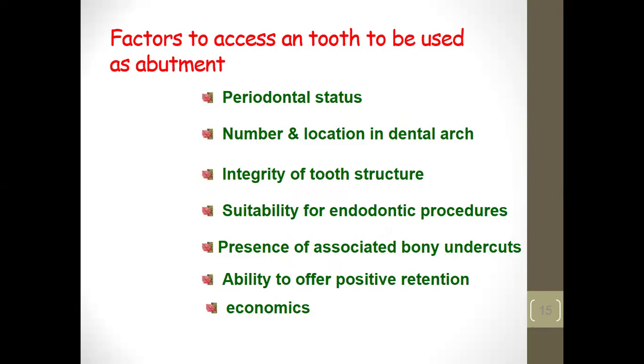And presence of associated bony undercuts, as we see for mouth preparation for any removable prosthesis, right? So any bony undercuts, we usually try to avoid for overdentures. We try to reduce the undercut and go for a prosthesis. Then the ability to offer positive retention is also a criterion that we have to think of while selecting the abutment. And last but not the least, the economics, because of the cost involved in the procedure.